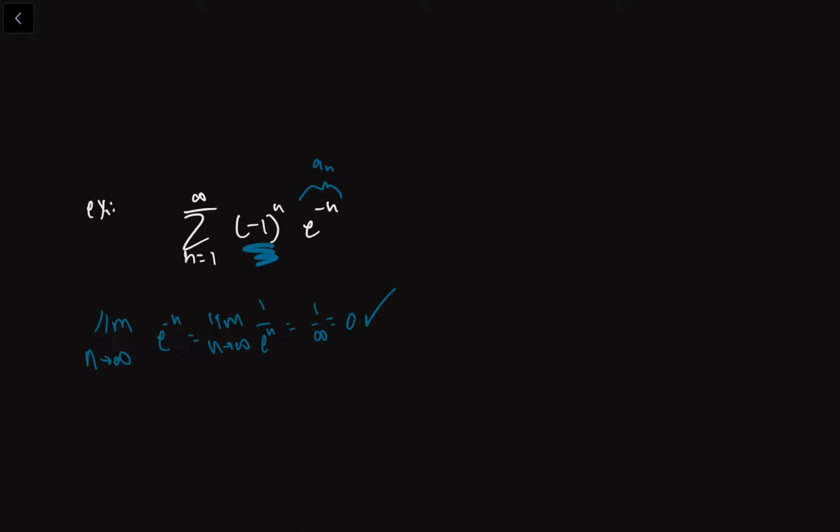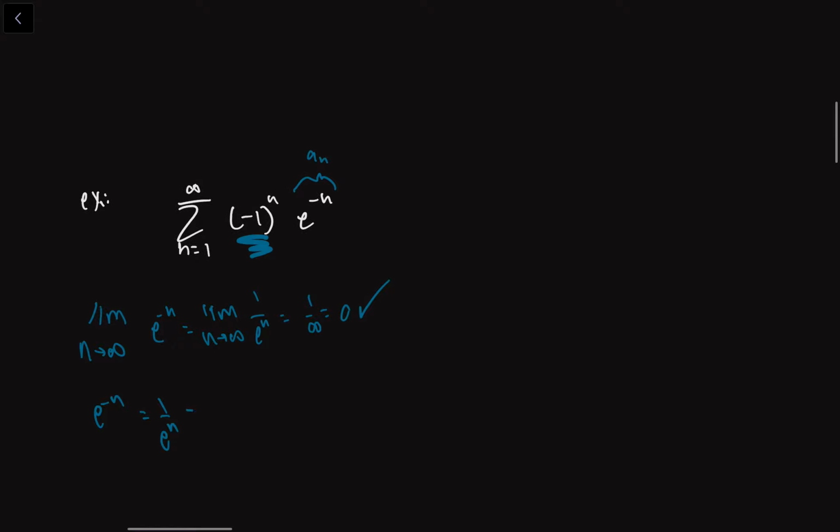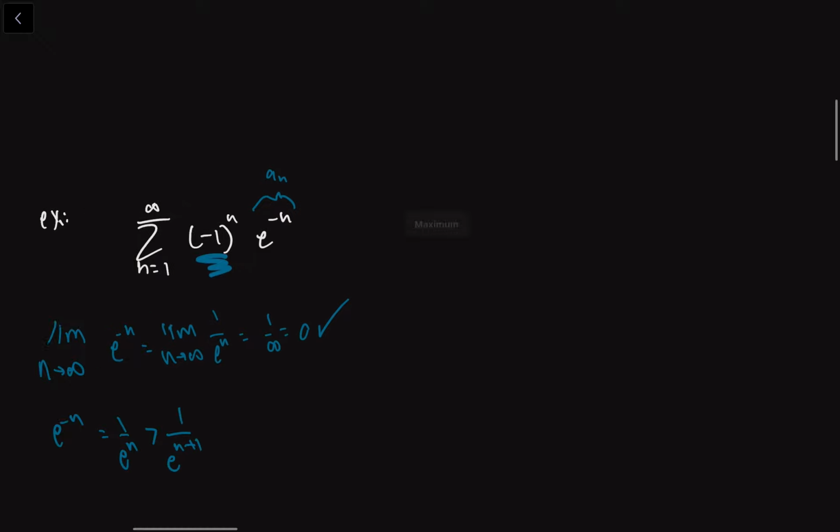The second condition is that it must be decreasing. So is e to the negative n decreasing? Well, I think so. As n increases, the denominator increases. When the denominator increases, the entire fraction will decrease. So we could say that the next term will be less. 1 over e to the n will be greater than 1 over e to the n plus 1.